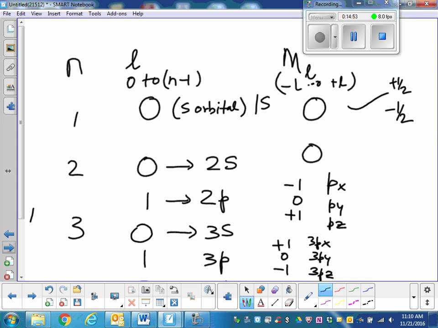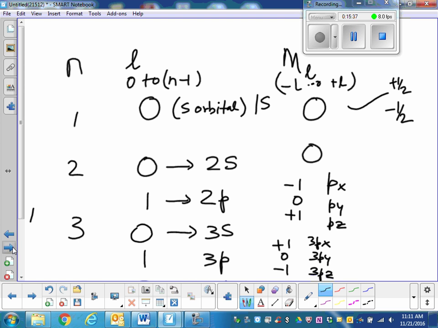N is going to be 1, L is going to be 0, ML is going to be 0, but for an up arrow, what is my spin going to be? Plus half. For the one that's down, what are my 4 quantum numbers? 1, 0, 0, minus half. This is for my second electron in my 1s orbital. Yes, Karan? That's the convention. You have to follow the convention.